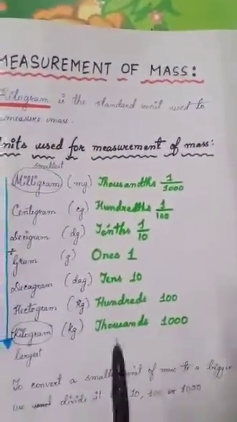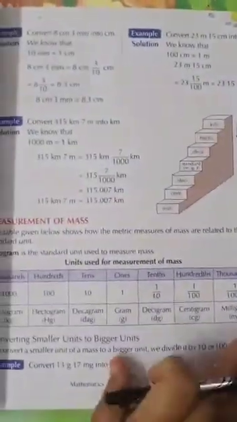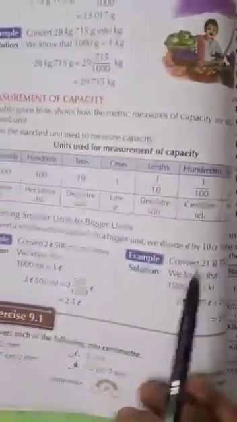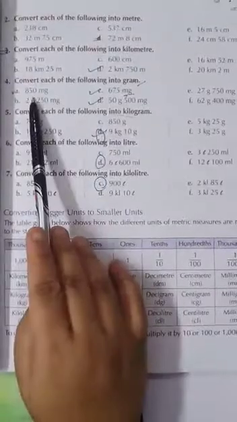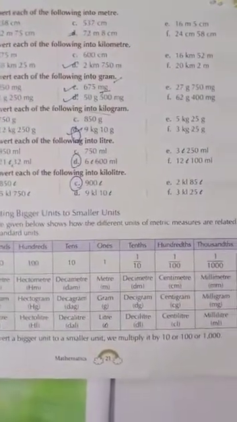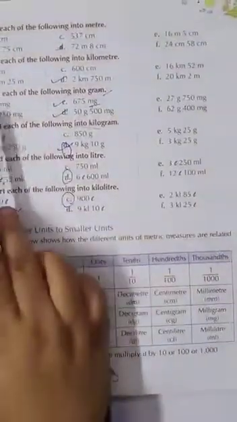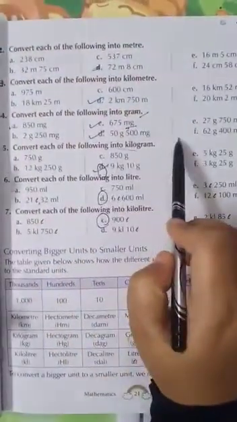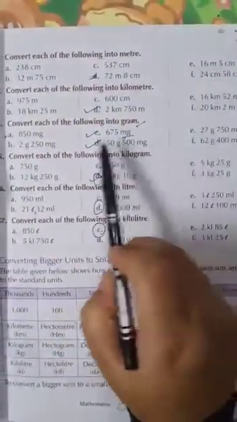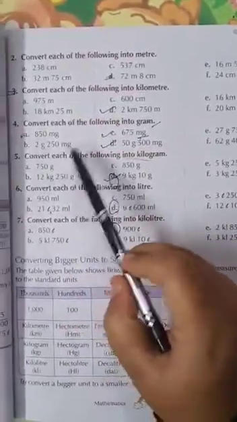Okay children, now we will start our exercise 9.1, which we have already started and completed up to question number 3. Now we will start with number 4. So number 4 is what, children? It is given, convert each of the following into gram. So here you have to do conversion. Questions are given in milligram, and you have to convert from milligram to gram.